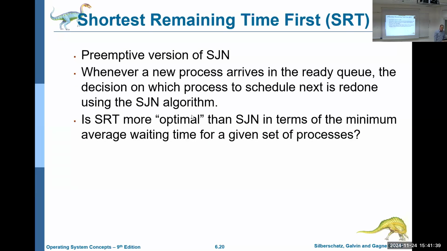Preemptive version of shortest, so shortest remaining time first is what I explained to you. It's a preemptive version of shortest job next. Whenever a new process arrives in the ready queue, the decision on which process to schedule next is redone. So if we talk about preemptive, we're going to check every time a new process comes. We have to start checking what's his predicted time, and how much is the remaining time of the one that's currently there, based on our prediction.